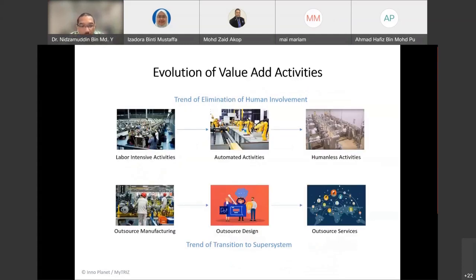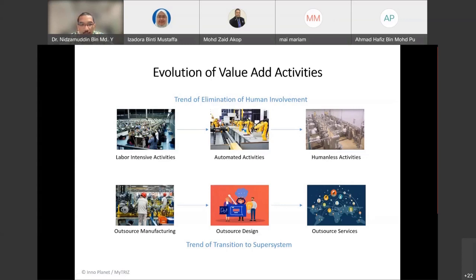And so in the evolution of value added activities, the trend of elimination of human involvement is obviously a pattern that we can see in businesses. Okay, we have labor intensive activities to automated activities to humanless activities. And then we have outsourced manufacturing, outsourced design, and outsourced services. So this is the trend of transition to the super system. These are all examples of the trends that we can see.